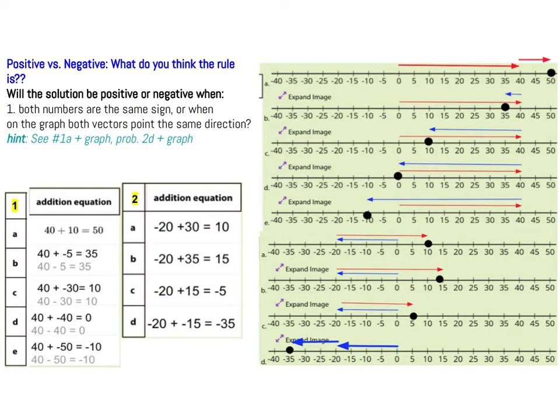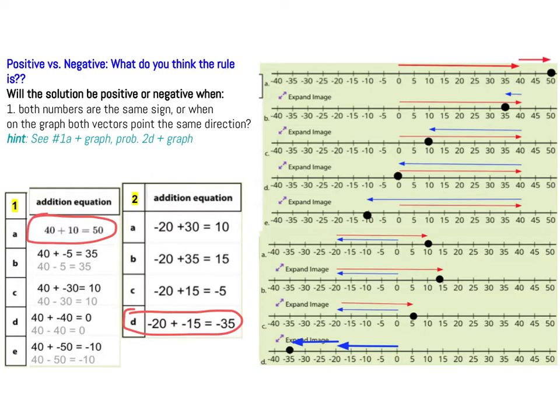Okay, specifically focusing on question 1, they ask, will the solution be positive or negative when both numbers are the same sign? Another way you could think of that is when on the graph, both vectors, those are the arrows, point in the same direction. And the hint says, look at number 1a. So in the table, we're talking about 1a, and then we're also talking about problem 2d, okay? So let's look at number 1a.